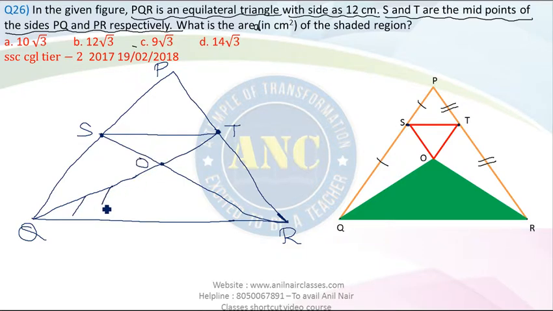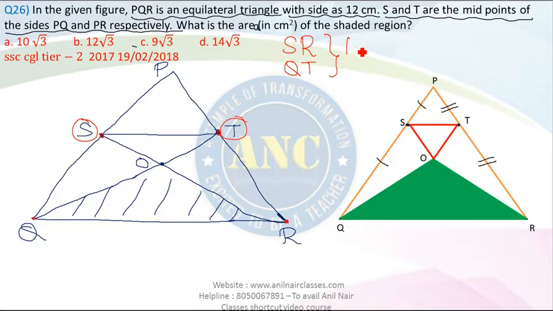That means the shaded portion, triangle OQR, is what they are asking the area of. Now, can I say that because S and T are the midpoints of this triangle PQR, very easily I can say that this particular line SR is one line, and the other is QT. What are these two lines, SR and QT? These two lines SR and QT are nothing but the medians of this triangle PQR.